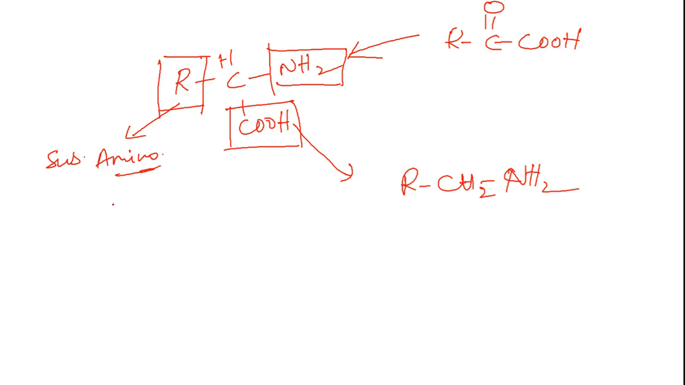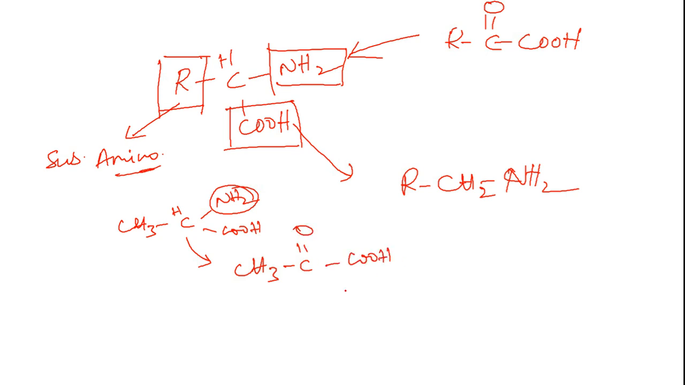Just to give you an example, let's say we have alanine, CH3CHNH2COOH. If it is deaminated, the amino group removed, then what you will get is CH3 C double bond O COOH, which we call pyruvic acid. What is the use of pyruvic acid? It is an ingredient for gluconeogenesis.